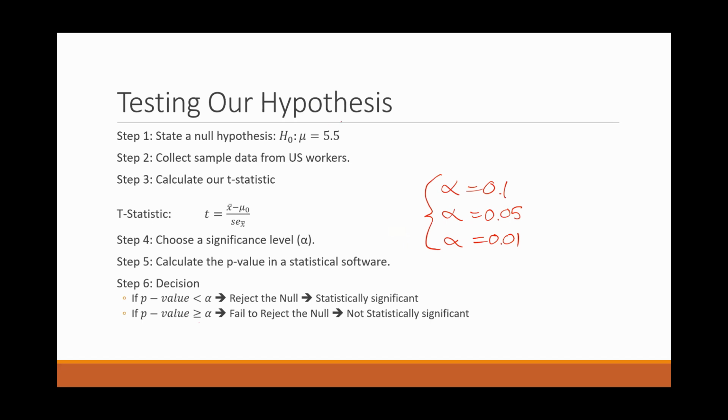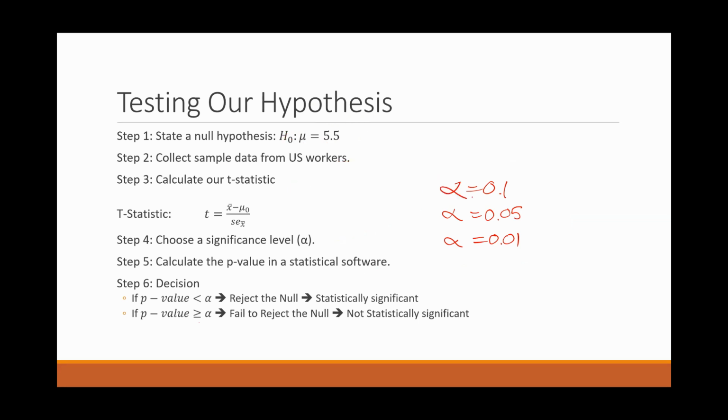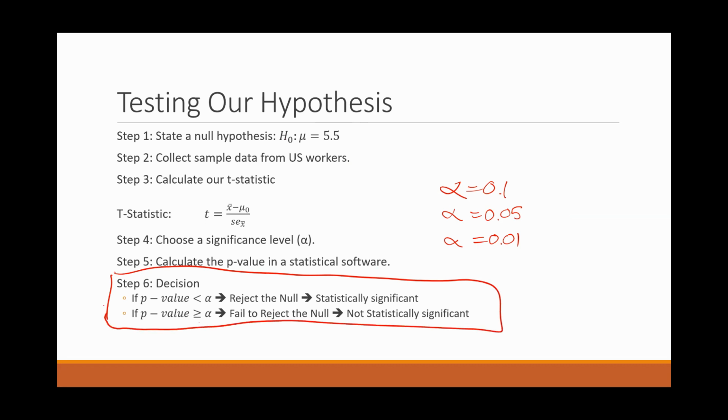Remember that we always state hypotheses. We use our sample data to calculate a test statistic or a t-statistic. We have some idea about what threshold of significance we're using. We calculate a p-value using software. And then most importantly, right here is how the decision works. Remember this. This is so important. Sear this in your memory. The way you make your decision is you compare your p-value to your chosen alpha. If your p-value is less than alpha, you reject the null. If your p-value is greater than or equal to alpha, you fail to reject the null.